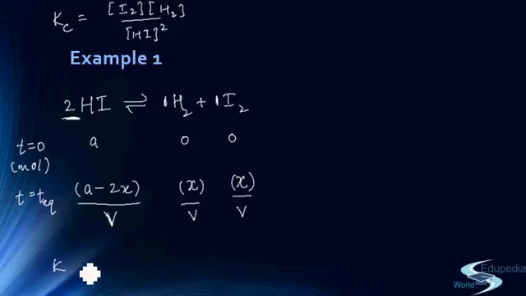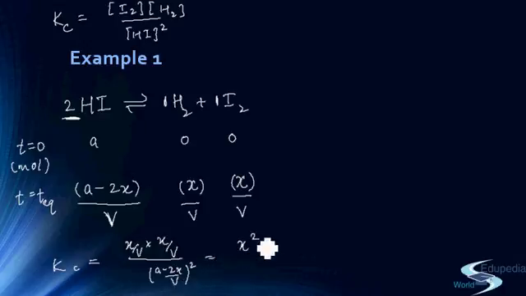So Kc will simply be equal to molarity of I2, which is x by V, multiplied with molarity of H2, which is again x by V, divided by molarity of HI whole square, which is A minus 2x by V whole square. So V will get cancelled and your final answer will be x square by A minus 2x whole square. From here, A will be given to you in the question. If x is also known to us, we can calculate the value of Kc.